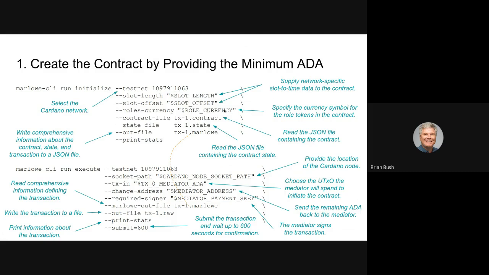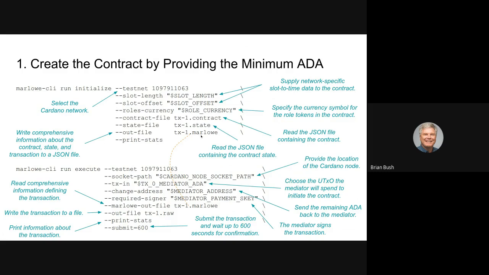And then we mentioned earlier, there's a currency symbol for the roles. So you have to give it that currency symbol. And then you just give it the contract we produced from the template and the initial state we produced from the template. It'll take this information, package it all up together, and create this transaction1.marlowe file. So this is the comprehensive information that's needed to run that transaction. Once again, that's a JSON file, so you can open it up and take a look at what's there. You'll see all the scripts and the validators and things. And then just to get more information, we're saying print stats. So we're going to get some statistical information about this transaction.